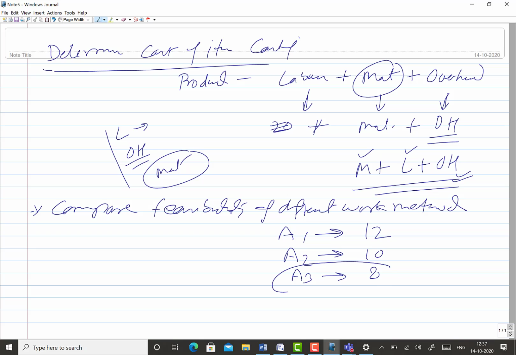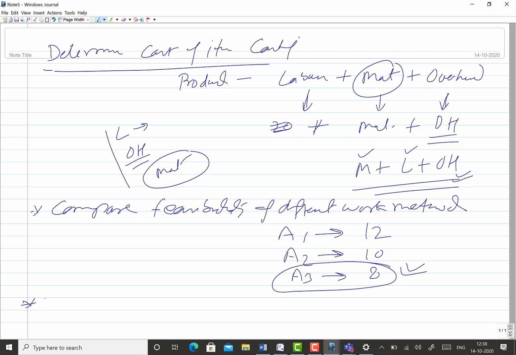So obviously you will be zeroing in on this method if all the resources are available, and then certainly we will be going for the method which takes less time or something which is more economical. Okay, so based on the standard time, we can compare the feasibility of the various options which are available, so that we can choose the best possible option. Okay, so this is another thing.